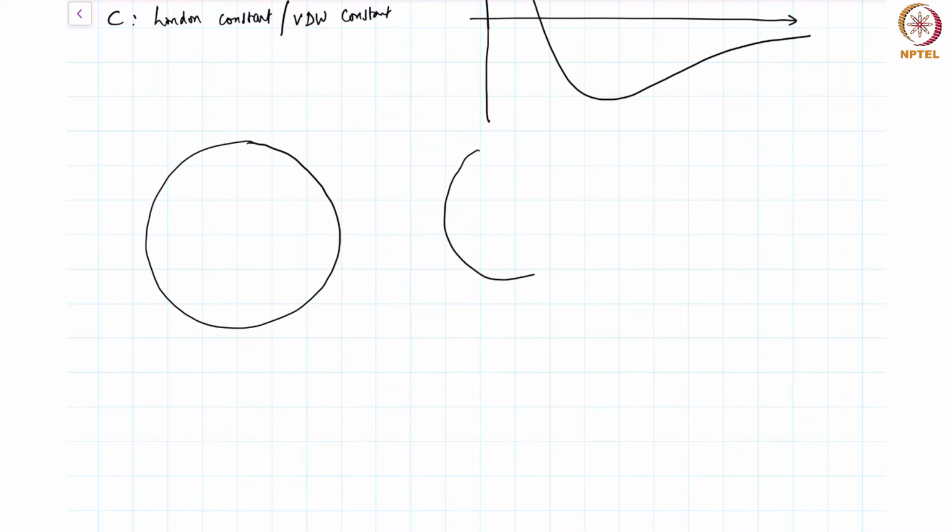Let's consider the geometry that Fritz London considered. We have two spheres, and the line joining the centers is shown here. The radius of one sphere is R1 and the radius of the other sphere is R2. We will parameterize this problem in terms of the separation distance, capital D. So how would we go about determining the interaction potential?